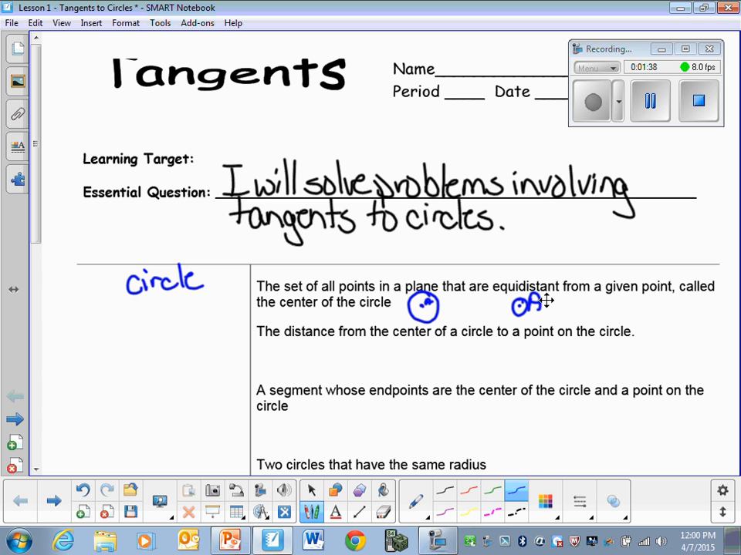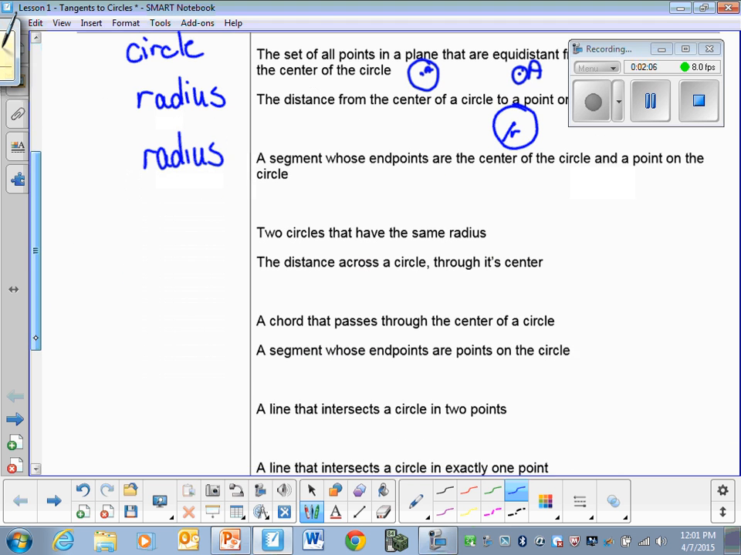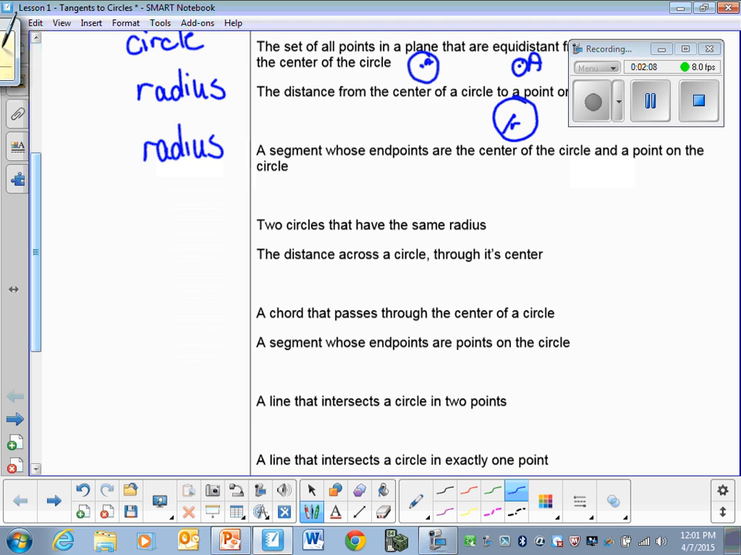The distance from the center of a circle to a point on the circle is the radius. You should remember that from elementary school. The radius is lowercase r. A segment whose endpoints are the center of the circle and a point on the circle is also the radius. Two circles that have the same radius are congruent.